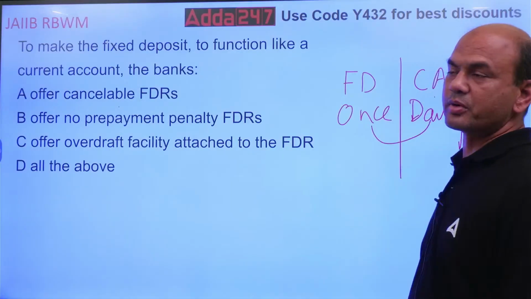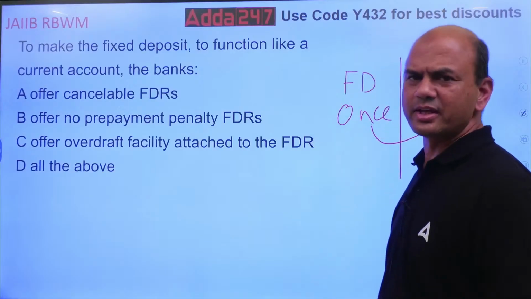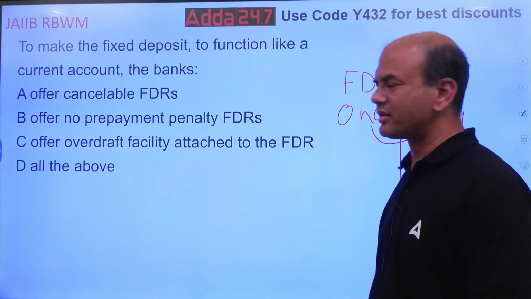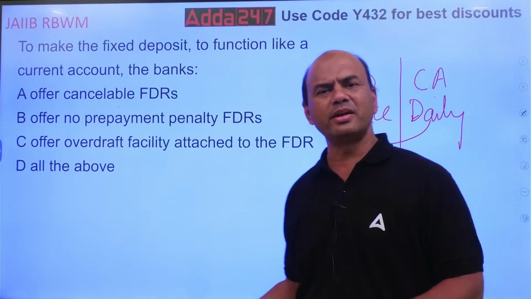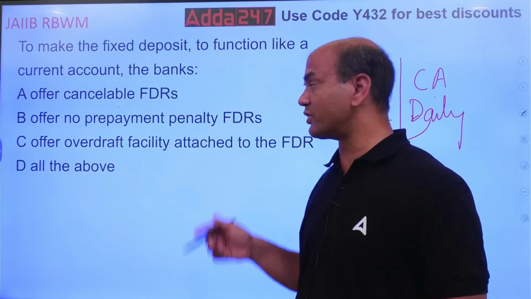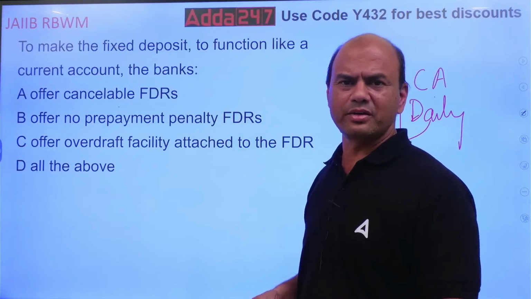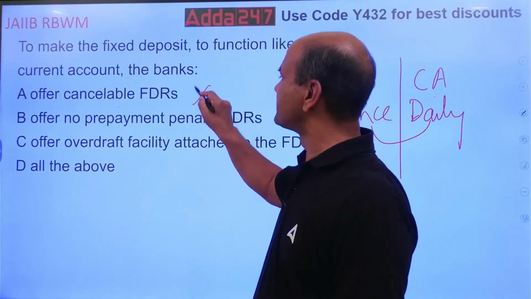For mixing these two products, can I have cancelable FDRs? If I am cancelling this FDR, cancelable means no penalty again. But then it doesn't remain the FDR, right? I want the FD also to be there and function like the current account. After cancelling it, it will be transferred to my savings or current account. So that is not the option.